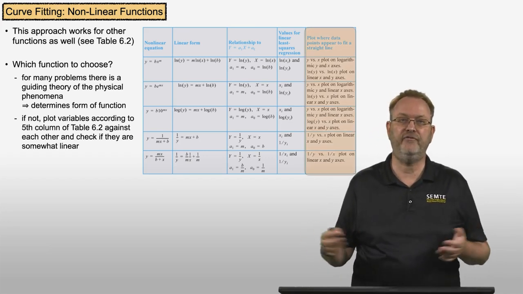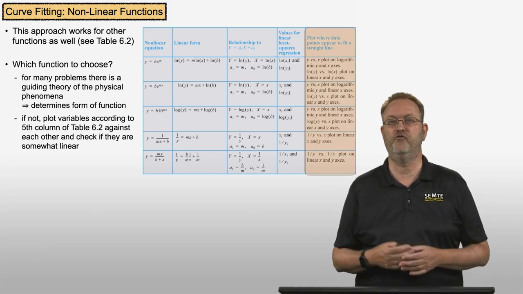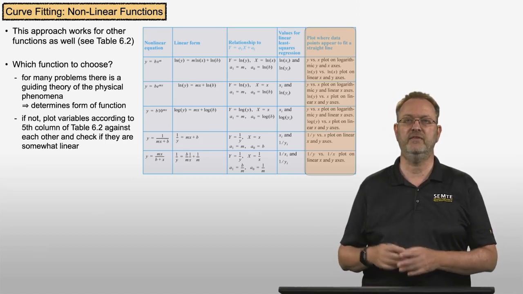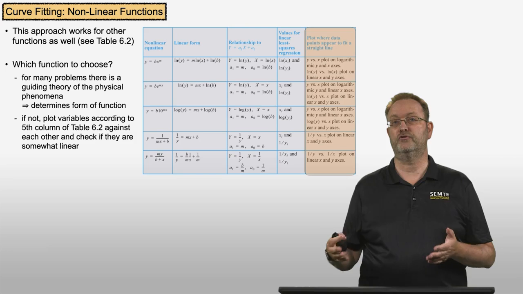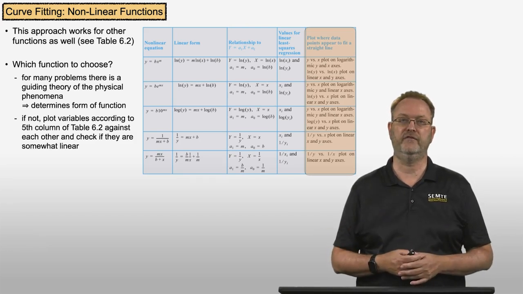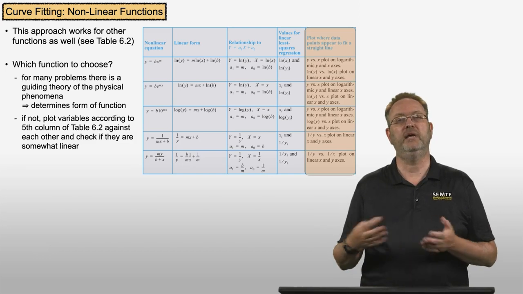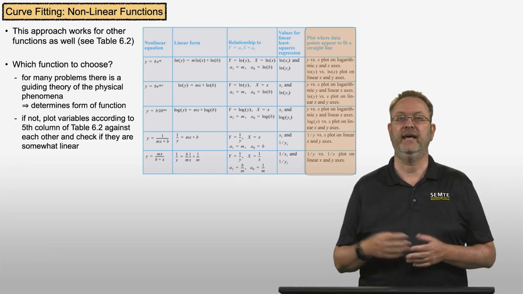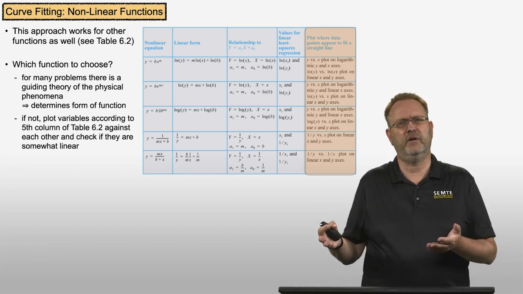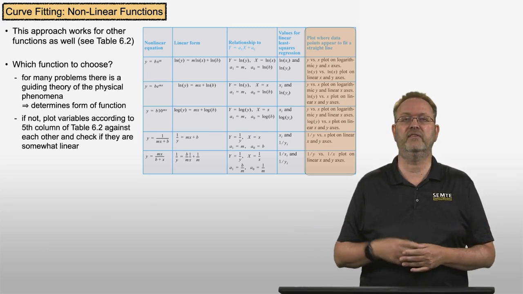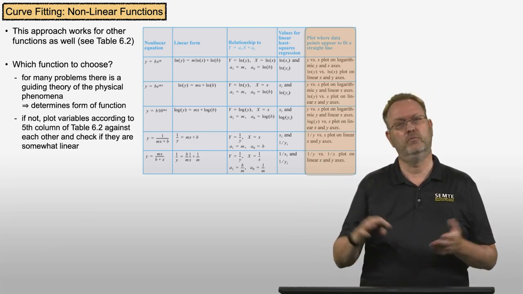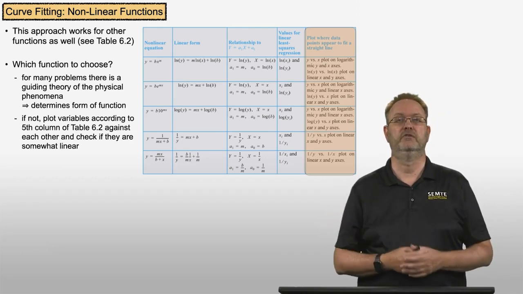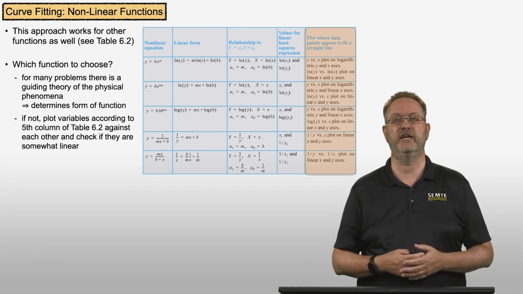If you don't have that guiding physical understanding for the process that you're trying to fit, then this table here lists in the last column an approach to try to figure out which one of these nonlinear functions would best fit your data. And what it means is basically you plot the variables according to that last column of this table against each other, and then you look at the resulting plot of your transformed data points and see whether they kind of line up on a line, more or less. And if that's the case, then that would be an appropriate fit to your original data using the transformation that you just applied.